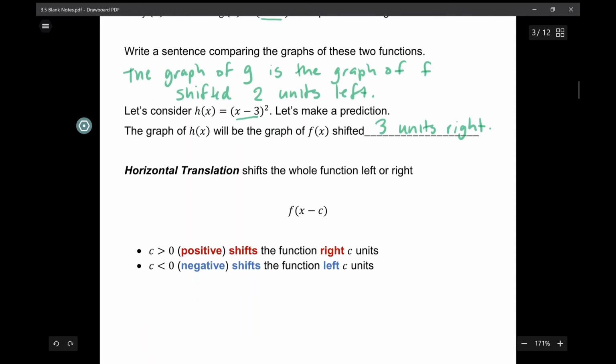And here is our rule. Horizontal translation shifts the whole function left or right. Now this one some people think is a little counterintuitive because when you subtract, you move to the right, and when you add, you move to the left. But just think about things happening faster. That's the way I think about it in my head. Or remember that it's the opposite of what you think it should be. However you want to make that work out in your head. So if x minus c, if c is positive, we're going to shift to the right. And if it's negative, we're going to shift to the left. So that means if we have x plus something, it's going to be a left shift.